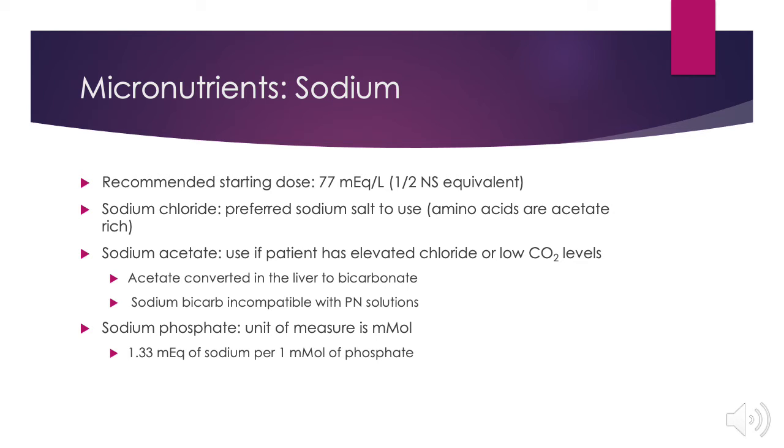Sodium chloride is our preferred sodium salt to use since amino acid formulations are acetate rich. Sodium acetate may be used if the patient has elevated chloride levels or low CO2 levels. And please note that sodium bicarbonate is incompatible with TPN solutions, and instead we use sodium acetate since the acetate is converted to bicarbonate in the liver.